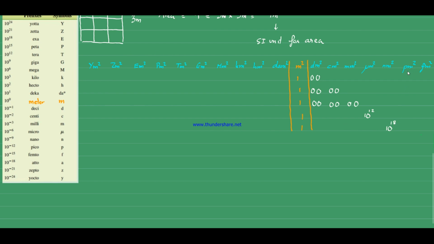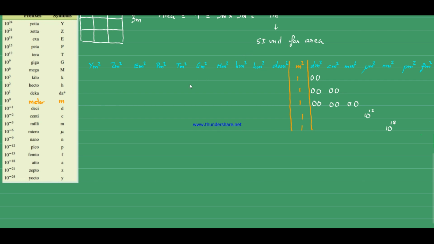And for pico, last time we have a trillion. So that is like 12. So if you go from 1 meter square to pico meter square, it would be 24 zeros after number 1. That's a lot. So it will be 24, and you keep doubling the number of zeros for femto, atto, zepto, and yocto meter square.